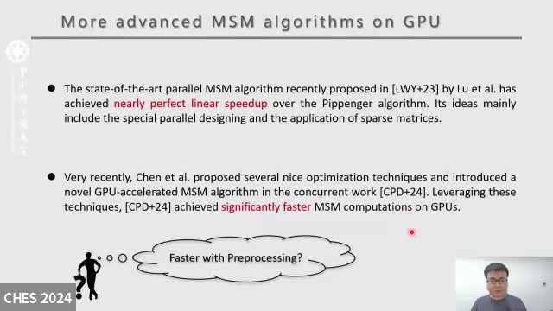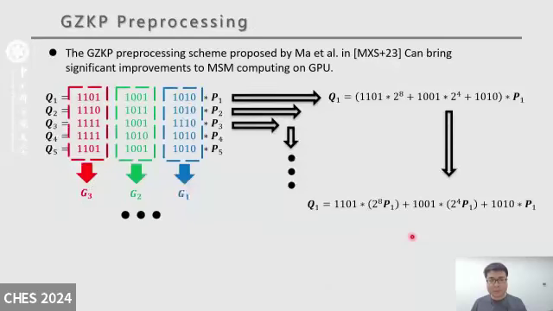So can these algorithms be faster with preprocessing? Okay, the answer is yes, and I want to introduce a good preprocessing scheme here. It is named GZKP. This scheme was proposed by Ma et al. in this paper, and it can bring significant improvements to MSM computing on GPU.